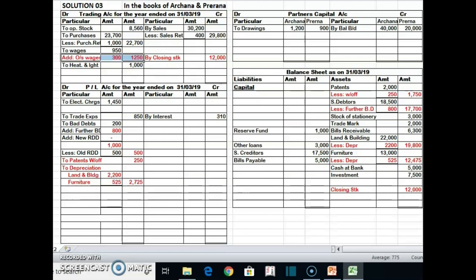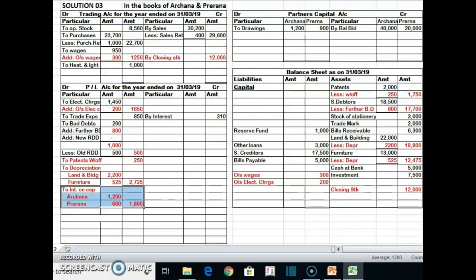Outstanding wages, add in wages, electricity charges outstanding, add in electricity charges on debit side of profit and loss account. And the second effect, liability side balance sheet, outstanding wages 300, outstanding electricity charges 200.